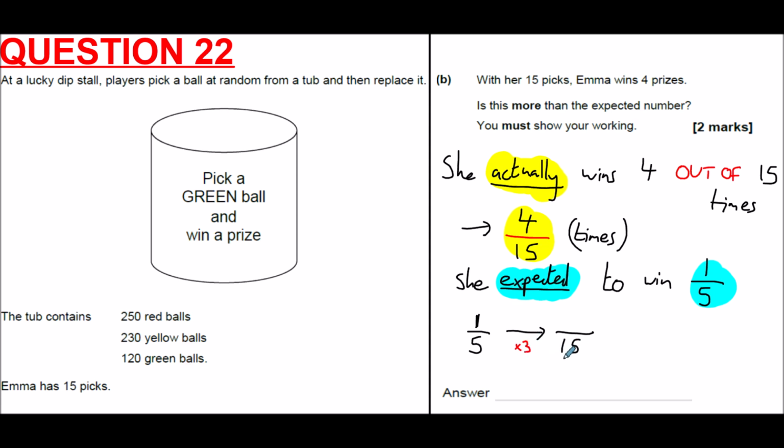But if we do that to the bottom number, we do the same thing to the top number. And so 1 times 3 is 3. And so she expected to win 1/5 the time, which is the same as 3 over 15, because 3 over 15 is an equivalent fraction to 1/5. But she actually won 4 out of 15 times. So actually she won more than the expected number, because she'd expect to win 3 times out of 15.